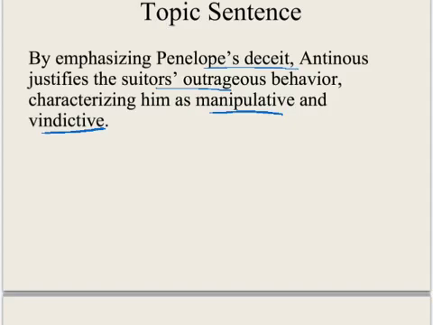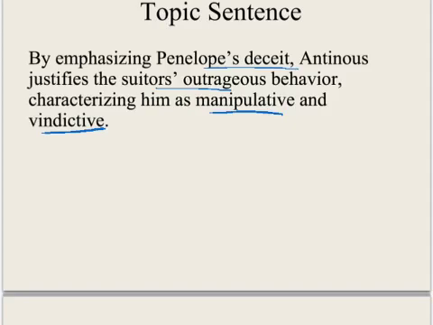I could write a whole paragraph. I could probably even write a whole essay on the way in which this passage is being used to characterize Antinous and to justify his behavior. And then I could go a step further, if I were writing a longer piece, and tie that to one of Homer's themes. Okay? But clearly this is argumentative. It sets up multiple things I could discuss.